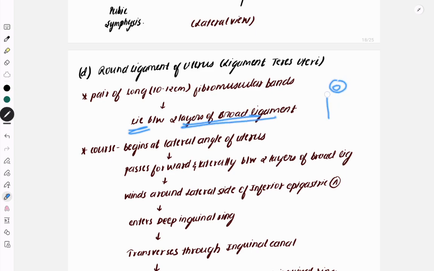So we have already discussed that the broad ligament has two layers. If we assume that this is a fallopian tube, the broad ligament lies in the form of a napkin, and therefore it has an anterior layer and a posterior layer. So in between these two layers, we will be seeing the round ligament of uterus running, between the anterior and posterior layers of the broad ligament. In between these two, we will have the round ligament of uterus running.